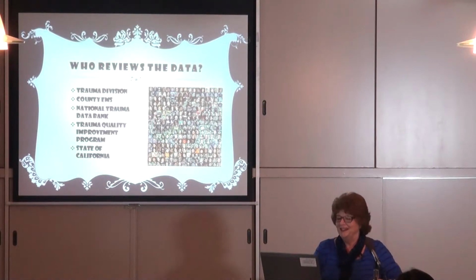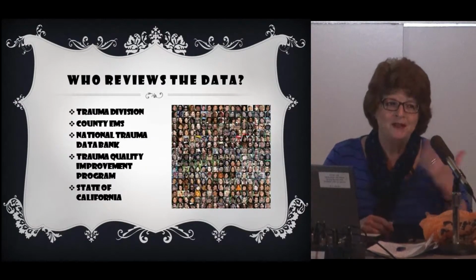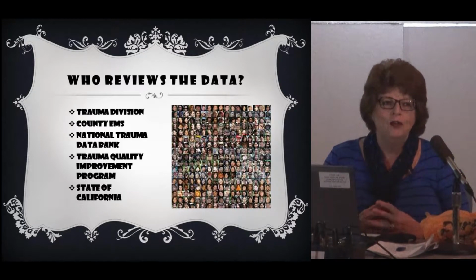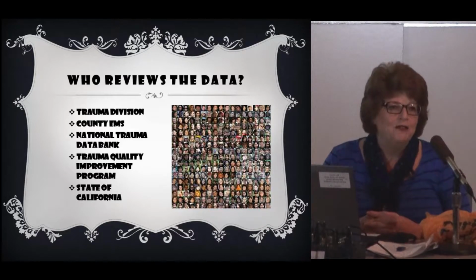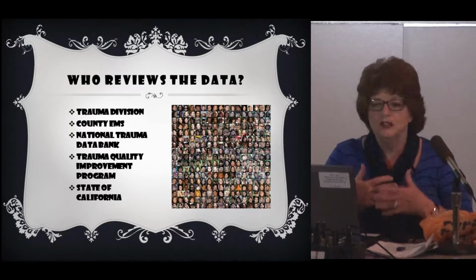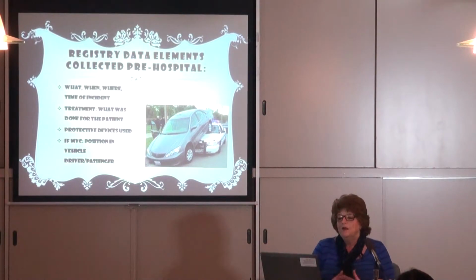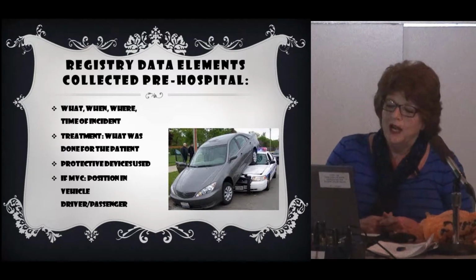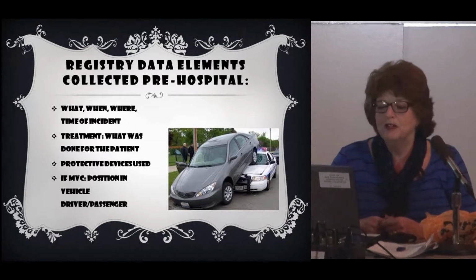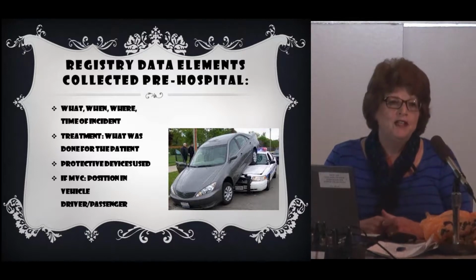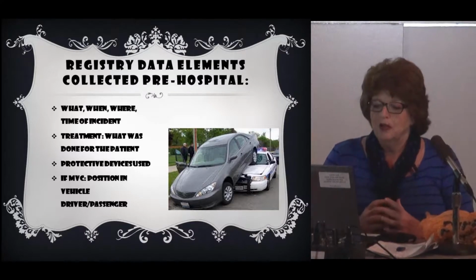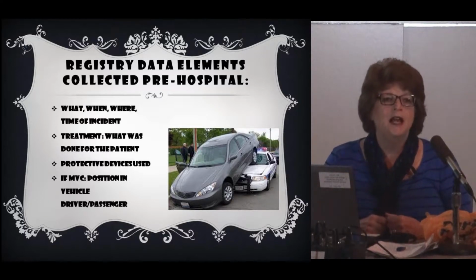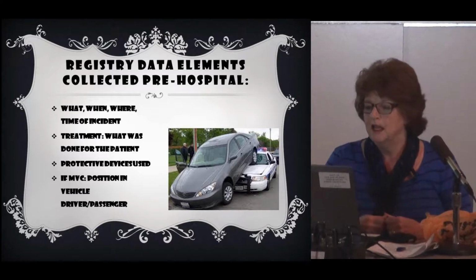Who else reviews this data? The Trauma Division, the County Emergency Medical System, the National Trauma Data Bank, as I mentioned, Trauma Quality Improvement Program, and the State of California. And again, it's a part of all our regulations. They're reviewing this. The registry data collects elements from pre-hospital, and that includes what happened, when, where, time of incident, the treatment that was rendered at that time to the patient, protective devices used, and if it's a motor vehicle crash, position in the vehicle, whether it was a driver, a passenger, front seat, back seat, right, left. It asks all those things when we're collecting the data.